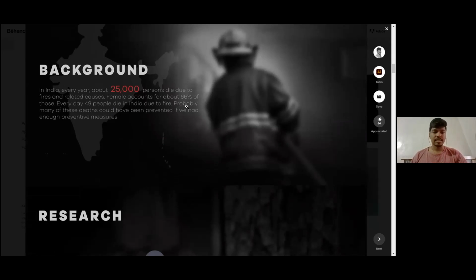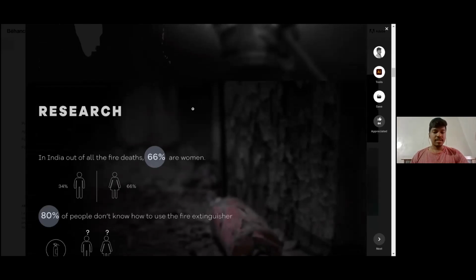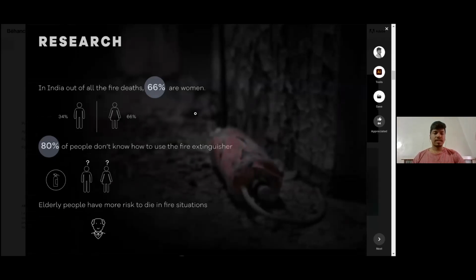How many cases of fires are there? How many persons die due to fires in India every year? And all that study I did. After that, I did a task analysis with a set of 30 people, and they performed a task that I told them to. I was telling them to remove the fire extinguisher from the mounting bracket, and I was asking them to narrate to me their process and how they were figuring out how to use the fire extinguisher.